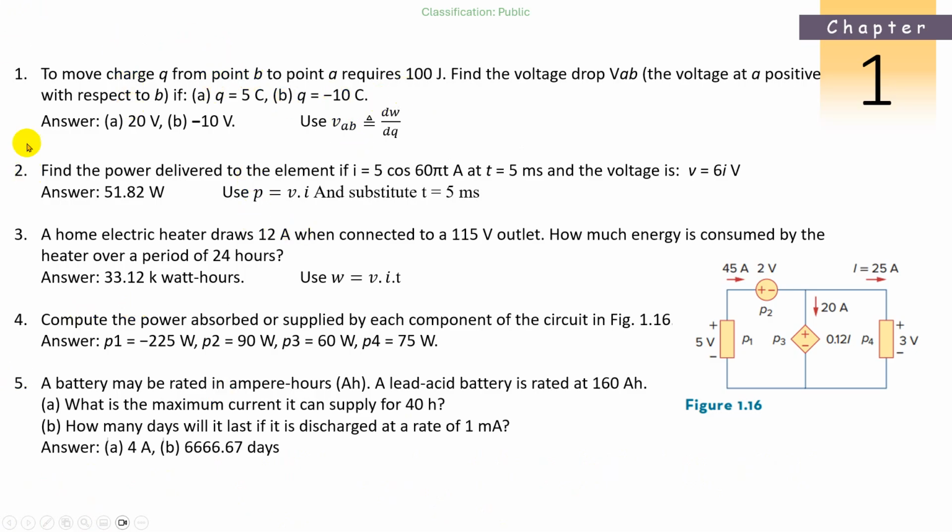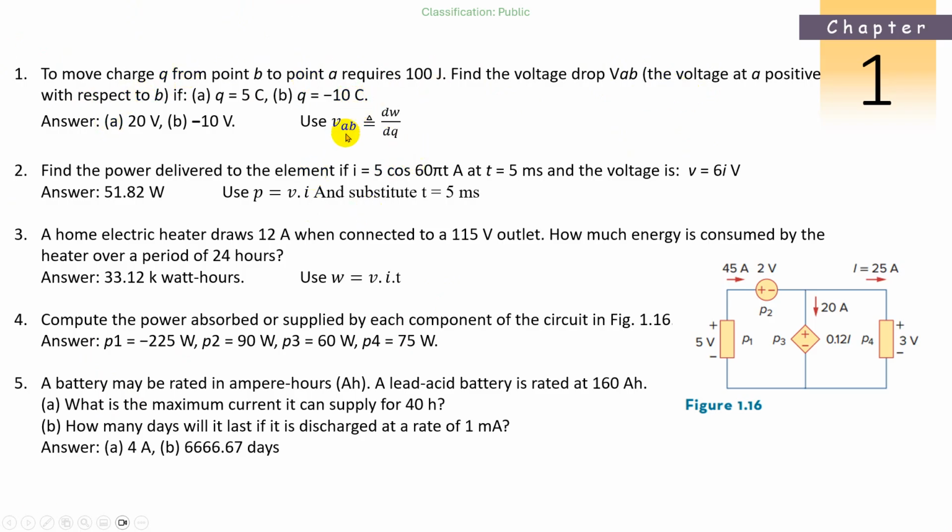Now we have some problems. I think 1, 2, 3. I have equations; I put 4, 5 also, we can see. To move a charge Q from point B to point A requires 100 joules. Find the voltage drop VAB, the voltage at A positive with respect to B.